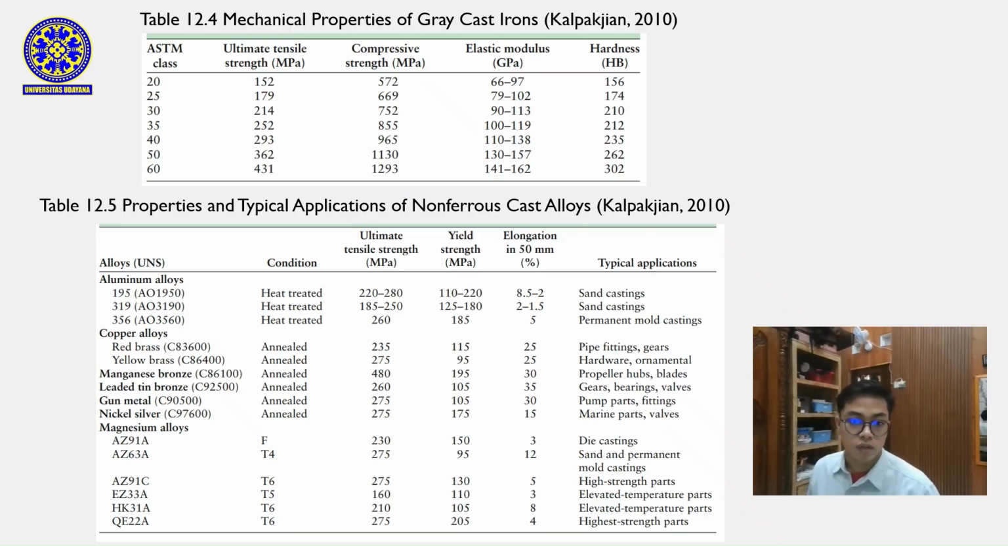Table 12.5 summarizes the mechanical properties and typical uses of non-ferrous cast alloys such as aluminum, copper, and magnesium. It highlights how different alloys offer unique combinations of strength, ductility, and corrosion resistance for applications like engine parts, valves, and marine components.